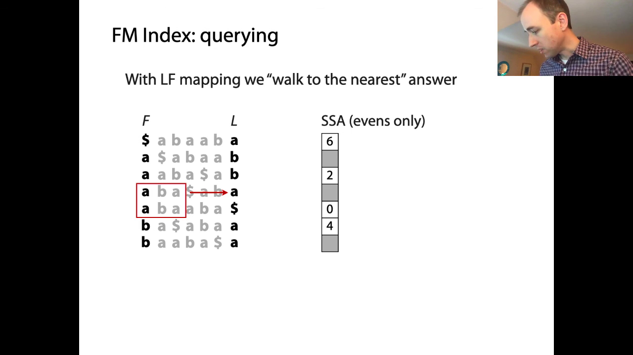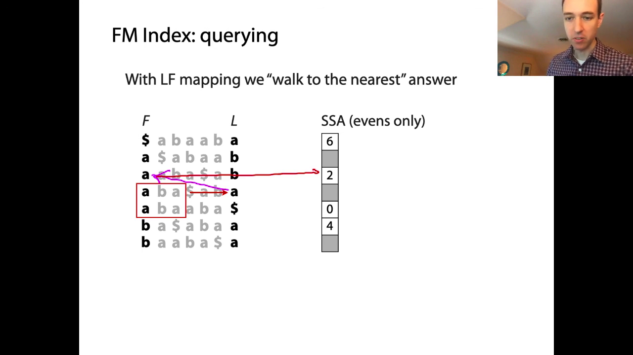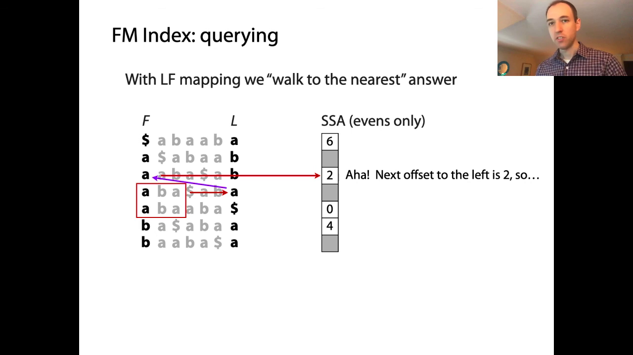I'm just going to do that once. So, for example, looking at this A here, it's the A of rank 1, right? There's 1 A prior. So let's just jump to the row that starts with the A of rank 1. That's this row. Okay. So I just jumped to the left by 1 with respect to the original text. But once I get to this row, look what I can do. There's an answer stored for that row in the sampled suffix array. So I can put that information together, right? So when I moved to the left by 1, I found that the offset was 2. So the offset in my original row must have been 3. So I can keep just a sample of the suffix array elements.